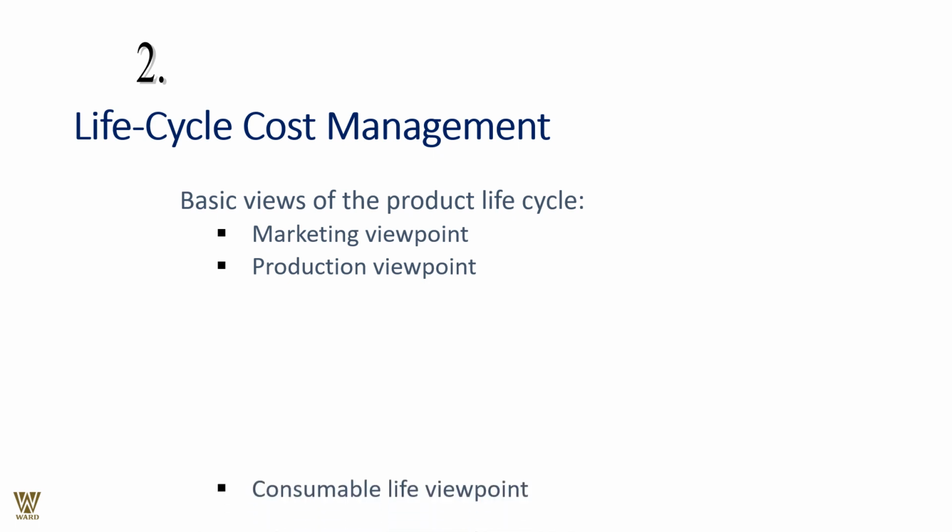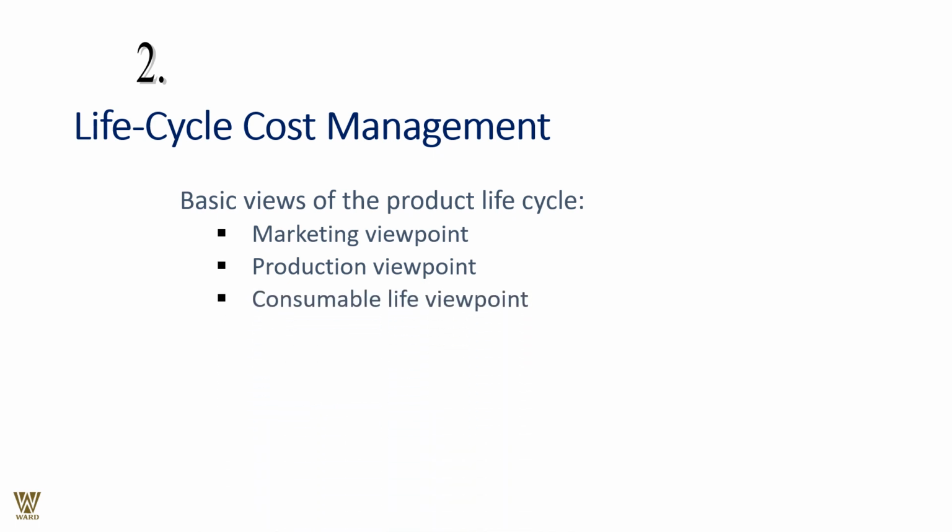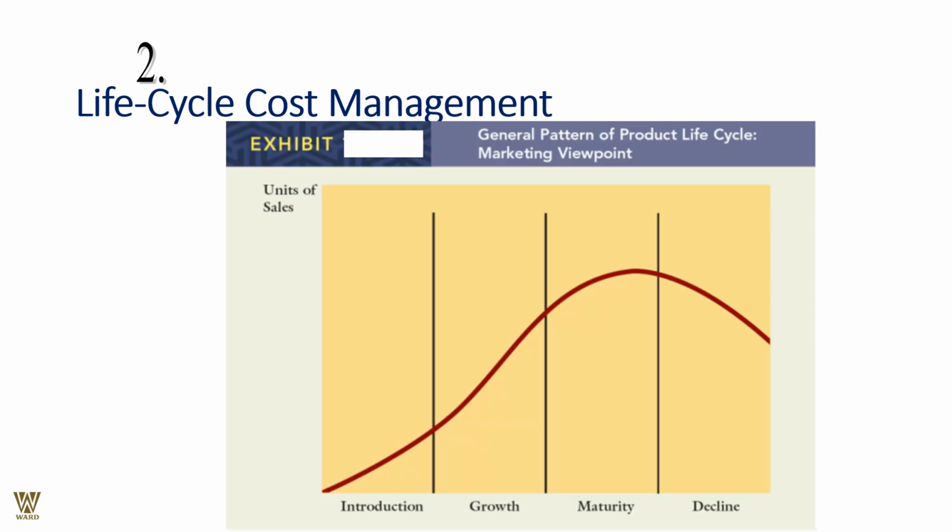What technologies do we have? What are the qualities that we have? Next would be a consumable life point. What is the customer wanting? Not what we can push into the market, but what does the customer desire? Now, this is what exactly tells you the PLC curve, the product life cycle curve, as we say so.